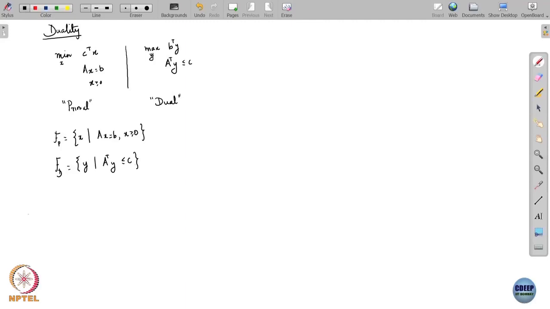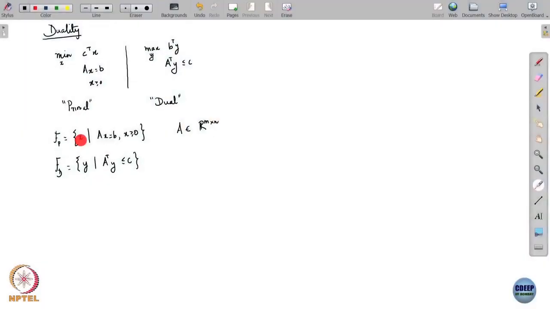Now, can someone tell me what are the spaces that these sets lie in? What is the dimension of x and what is the dimension of y? So, suppose my matrix A is an m cross n matrix, then what is the dimension of x and what is the dimension of y? Yeah. So, x is an n length vector and y is an m length vector, right.